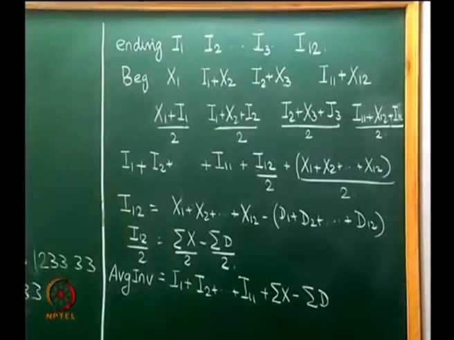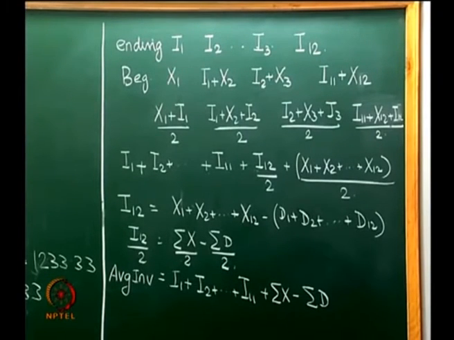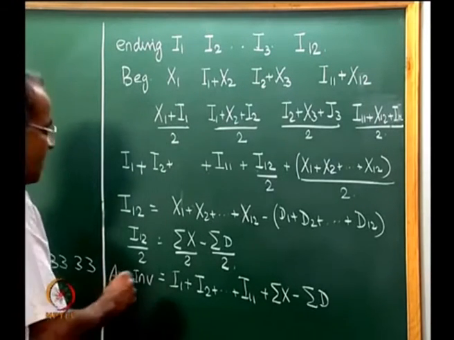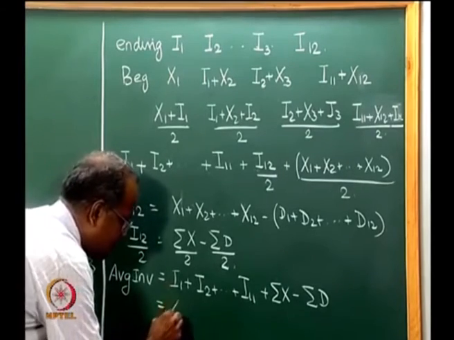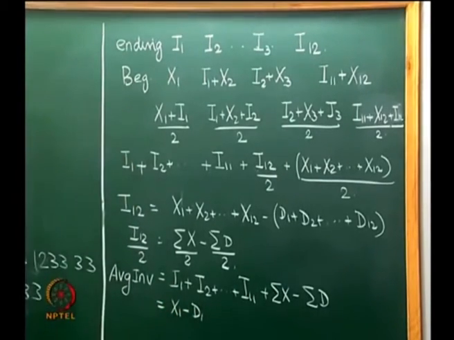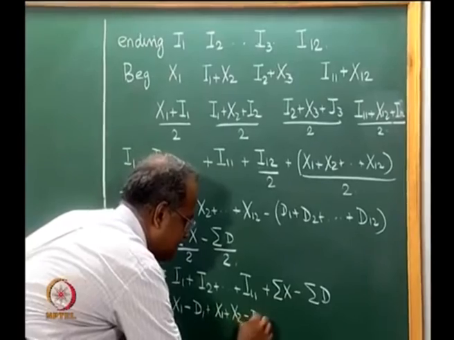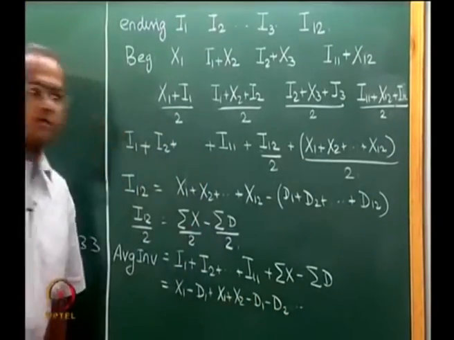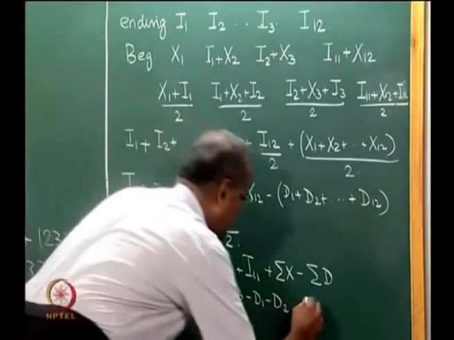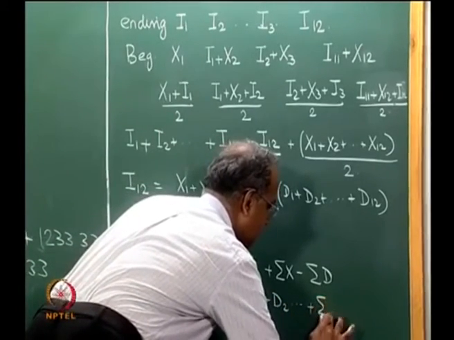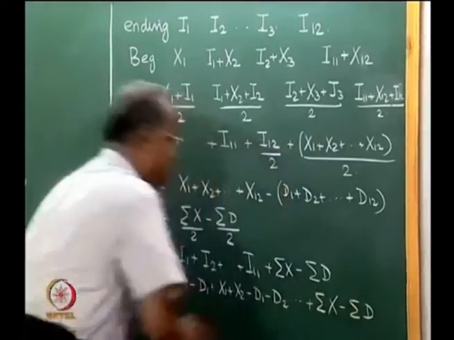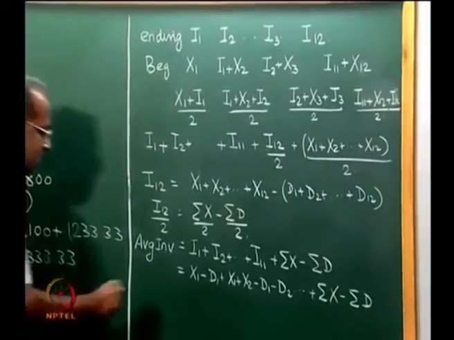Now, we need to go back. We can actually look at it in two ways, but the more mathematical way is to try and define what these I1, I2 up to I11 are and then see what they are. Now, what is I1 plus I2? I1 is x1 minus d1, I2 is x1 plus x2 minus d1 minus d2 and so on. Then plus sigma x minus sigma d.